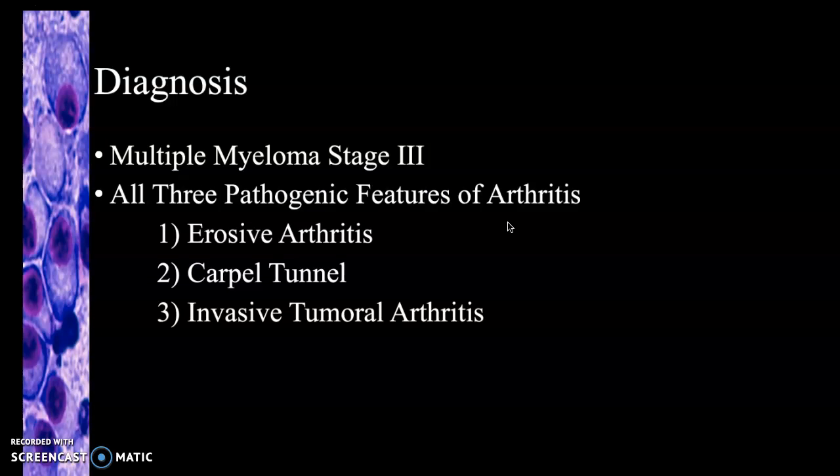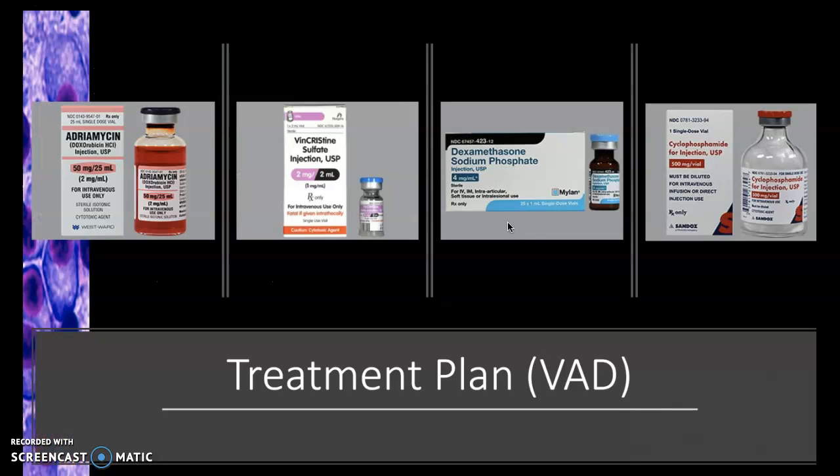So for the clinical diagnosis, the patient was diagnosed with multiple myeloma stage 3. All three pathogenic features of arthritis were seen with this multiple myeloma, which are erosive arthritis, carpal tunnel, and invasive tumoral arthritis. And the tumoral arthritis is really interesting because that would be a direct cause of those plasma cells infiltrating. And when you have that metastatic phenotype of the invasive tumoral arthritis, you're going to have pain, joint pain, and a lot of those arthritic symptoms.